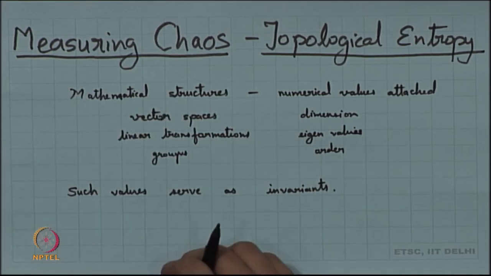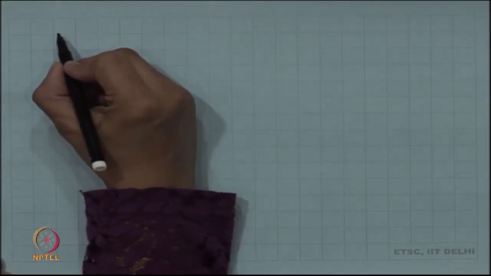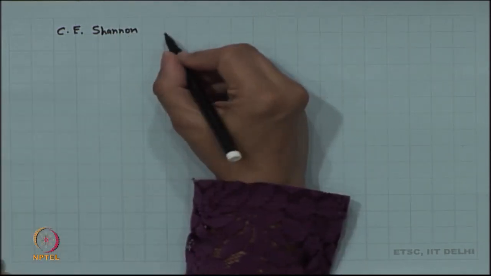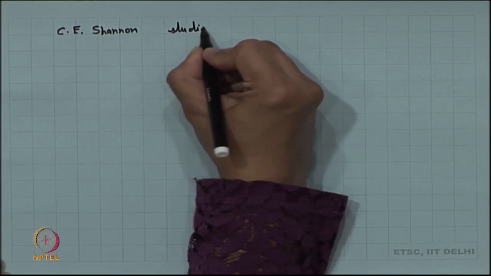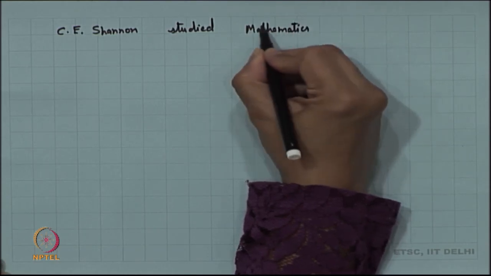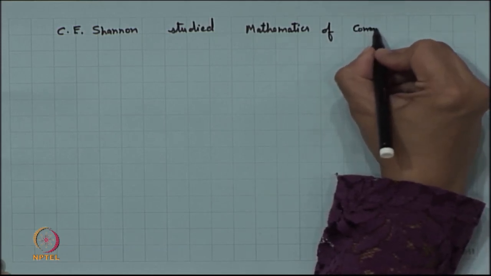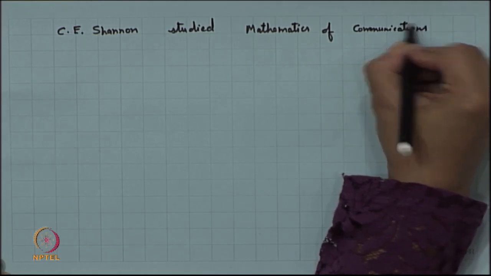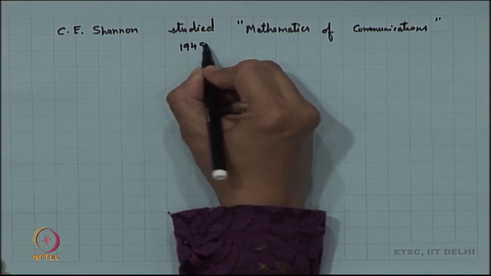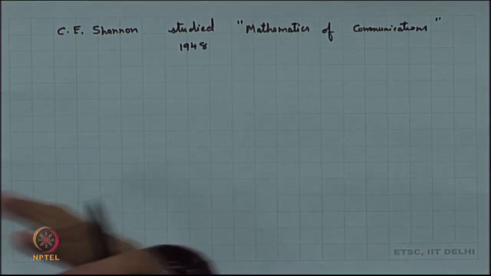So, how does the story evolve? Basically the story goes back to Shannon. Shannon studied, when he was studying the mathematics of communications, basically this was the mathematical theory of communications, way back in 1948. He wanted to give some kind of a measure to the information that is stored in a message.